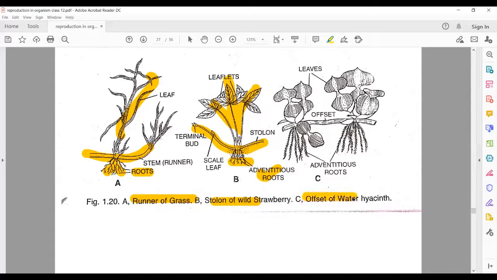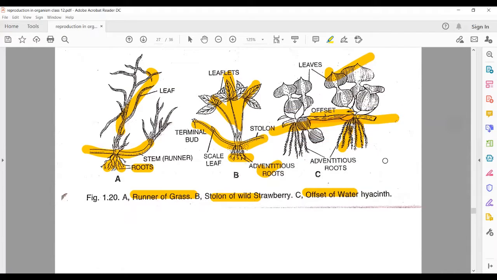And the third example is very common. That is the offset of the water hyacinth. In between there is a space, at least one internodal region. One internode long. That is the gap between these two. And you can see very attractive leaves over there, and the adventitious roots. This plant will be growing on the surface of the water, so these adventitious roots will be inside the water. Understood?